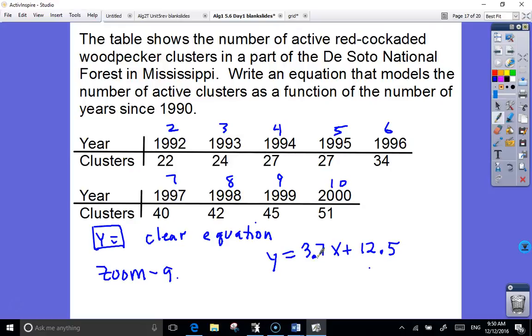So again, if you go to y equals and you put that in, you should see your graph. You should see your line going pretty much through the middle of those points, which means you get a good line. It's called a linear regression. It's a statistical term.